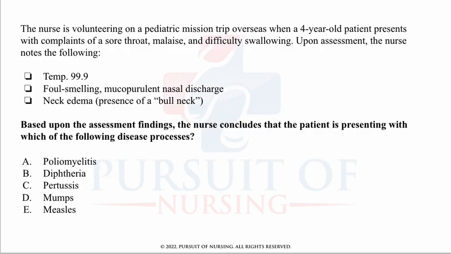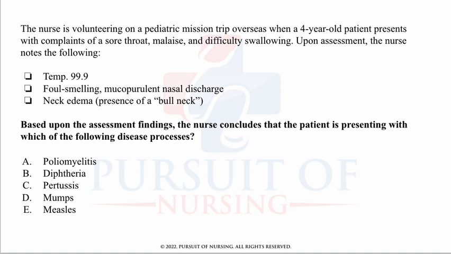All right, classic multiple choice, physiological integrity. The nurse is volunteering on a pediatric mission trip overseas when a 4-year-old patient presents with complaints of a sore throat, malaise, and difficulty swallowing. Upon assessment, the nurse notes the following. Temp is 99.9. There's foul-smelling mucopurulent nasal discharge and neck edema, or the presence of a bull neck.